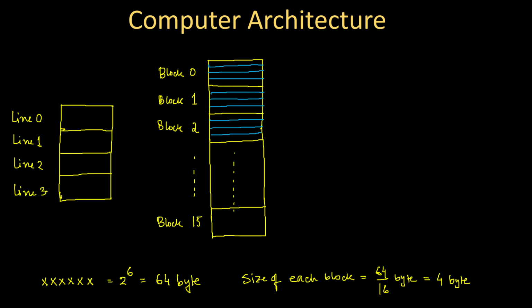Okay, so suppose that I have a cache and I have divided the cache into the same size, I mean the size of one block in RAM and the size of one line in cache is the same. It has to be the same.